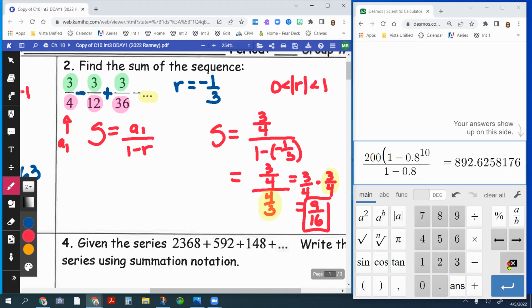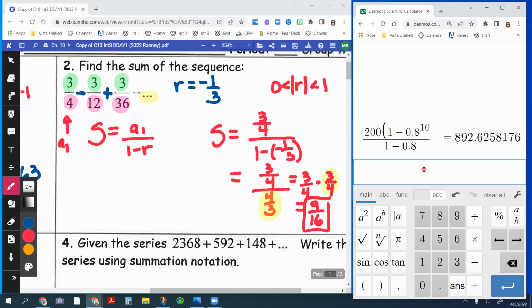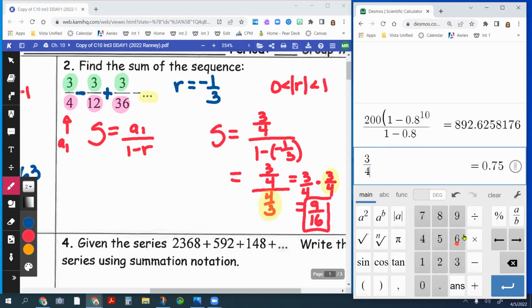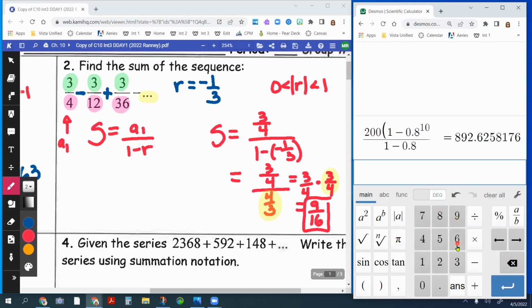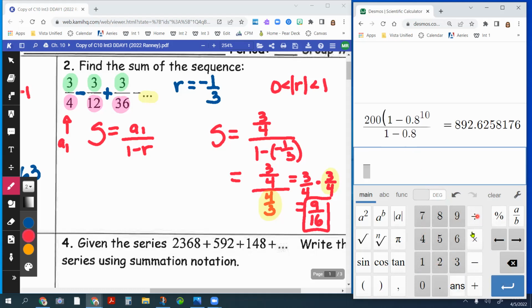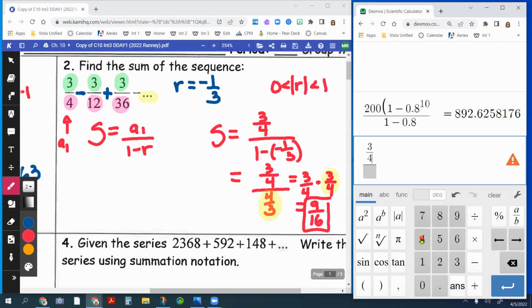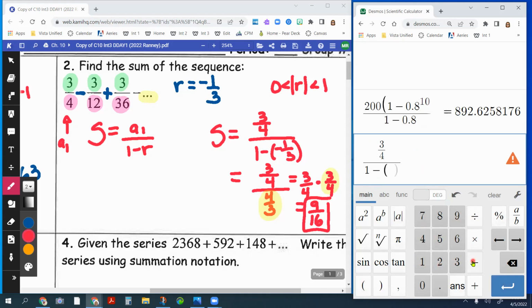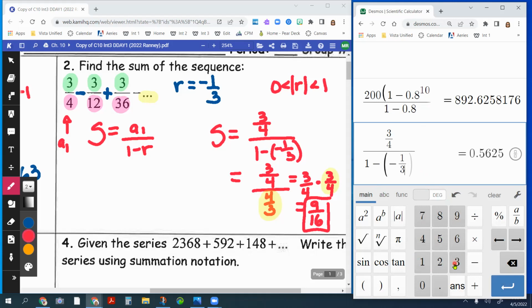Now I can also put this into my calculator. And so I could do 3/4. Here, I'm going to do it like this. I am going to clear. I'm going to get my fraction bar first. Then I'm going to go 3/4 in my numerator. And on bottom, it's going to be 1 minus, and I'm going to go parenthesis, negative 1/3. And I see I get 0.5625. If I hit this fraction here, you can see I got 9/16. So you can also put it into your calculator.